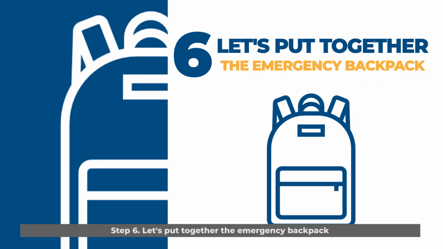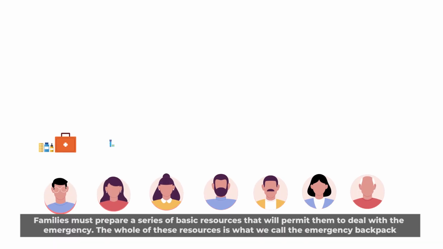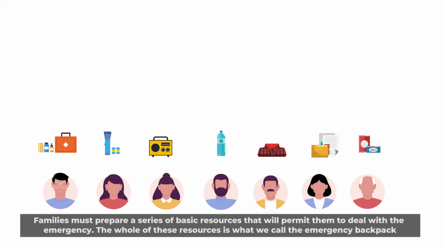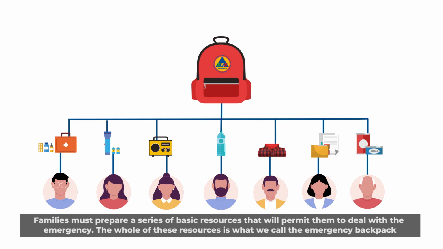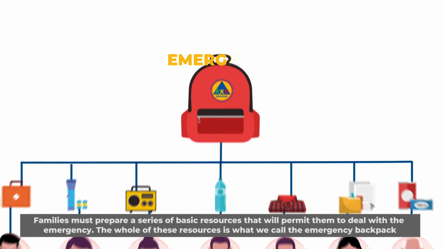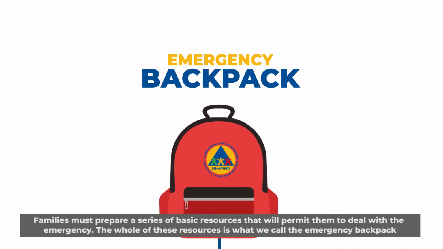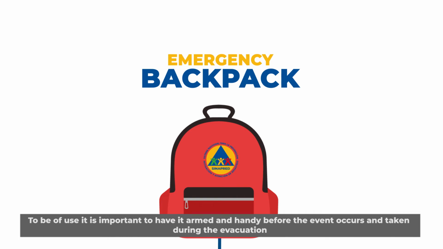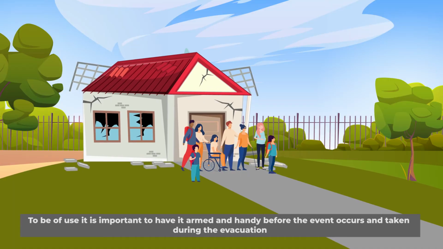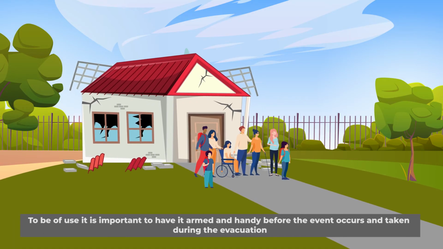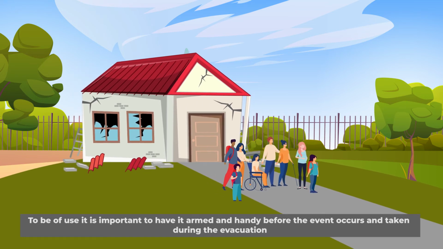Step number 6. Let's put together the emergency backpack. Families must prepare a series of basic resources that will permit them to deal with the emergency. The whole of these resources is what we call the emergency backpack. To be of use, it is important to have it armed and handy before the event occurs and to take it during the evacuation.